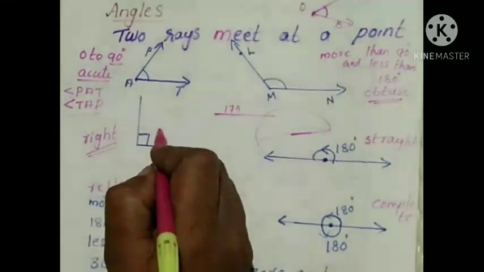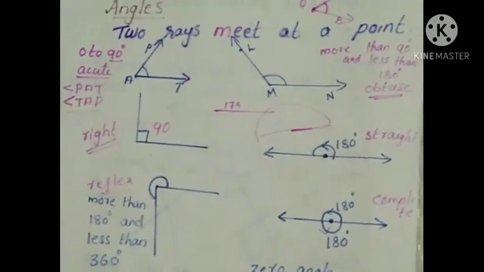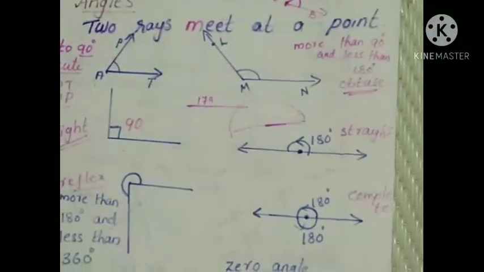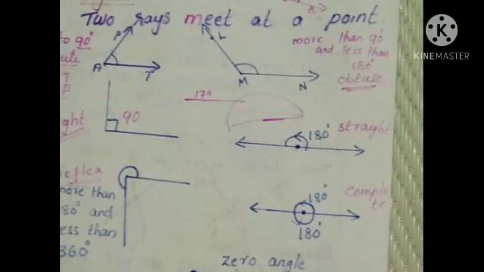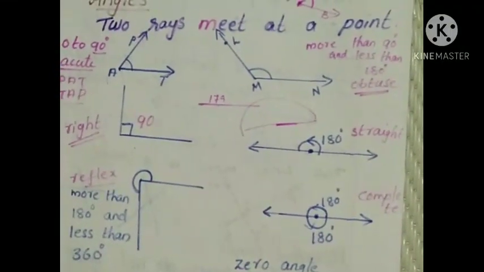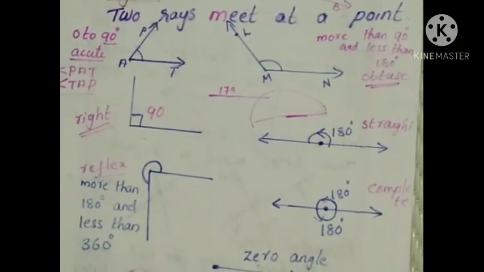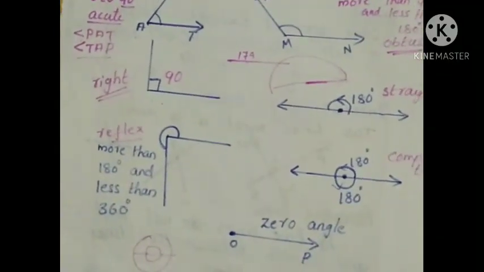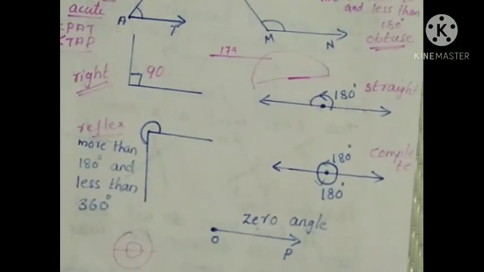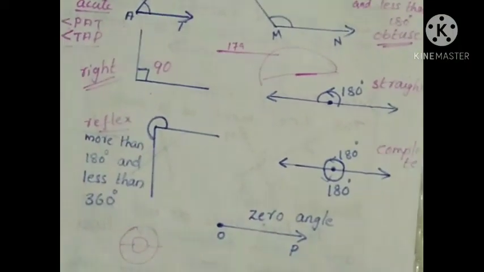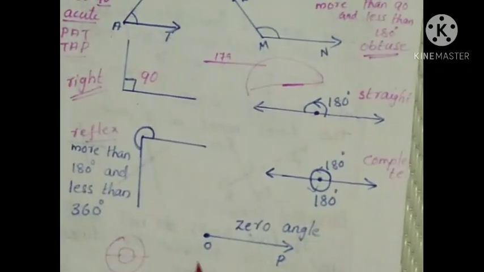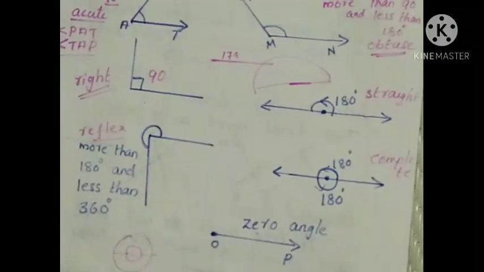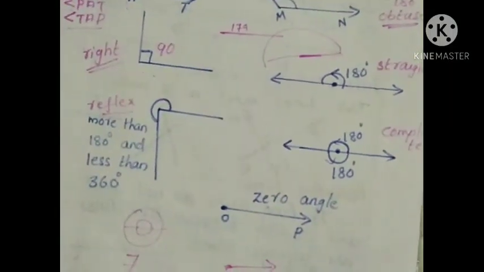An angle measuring 90 is called a right angle. Then more than 90 and less than 180 is called an obtuse angle. Now a straight line measures 180 degrees, that is called a straight angle. Straight means 180. Then more than 180 and less than 360 is called a reflex angle. And an angle which does not move is called a zero angle.